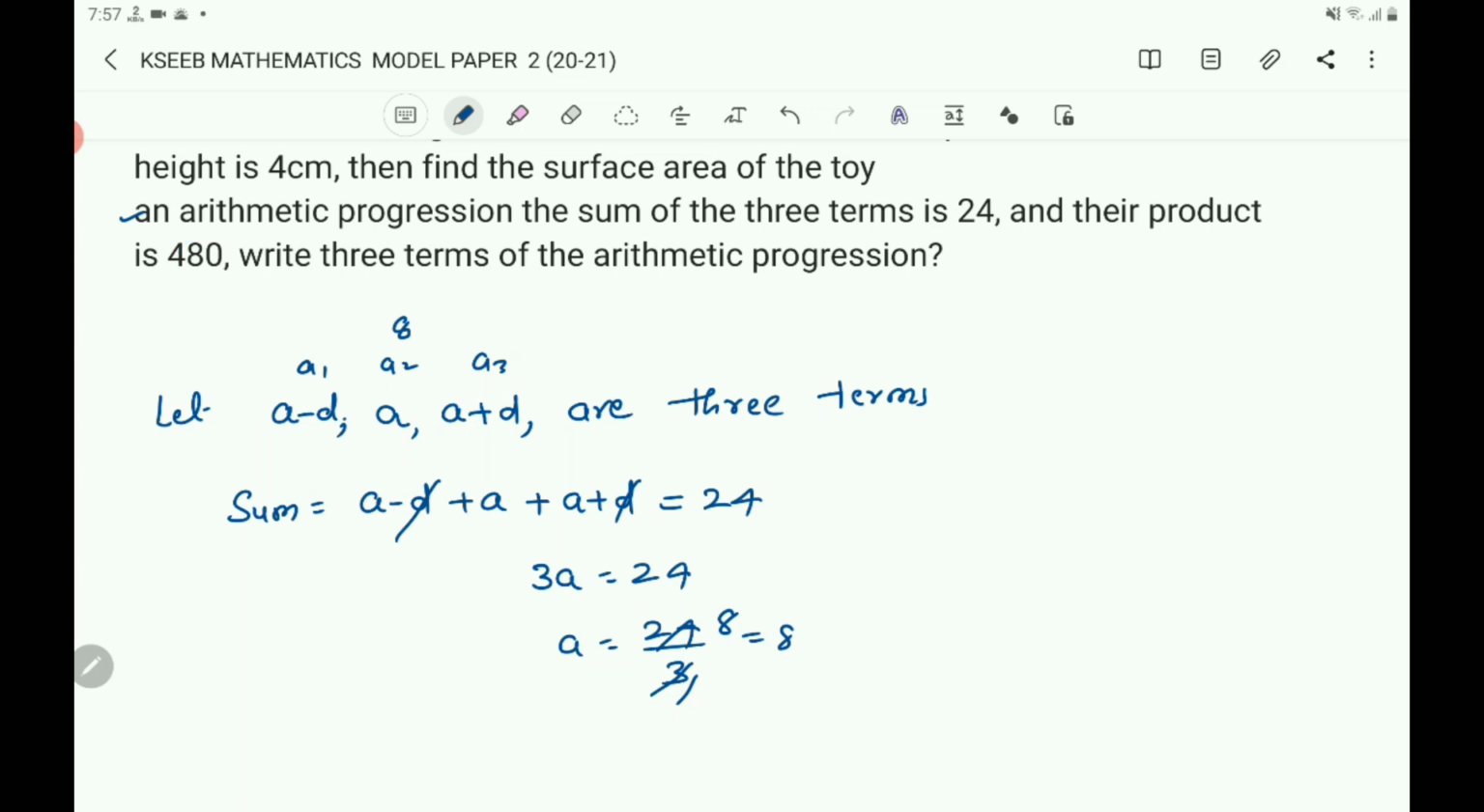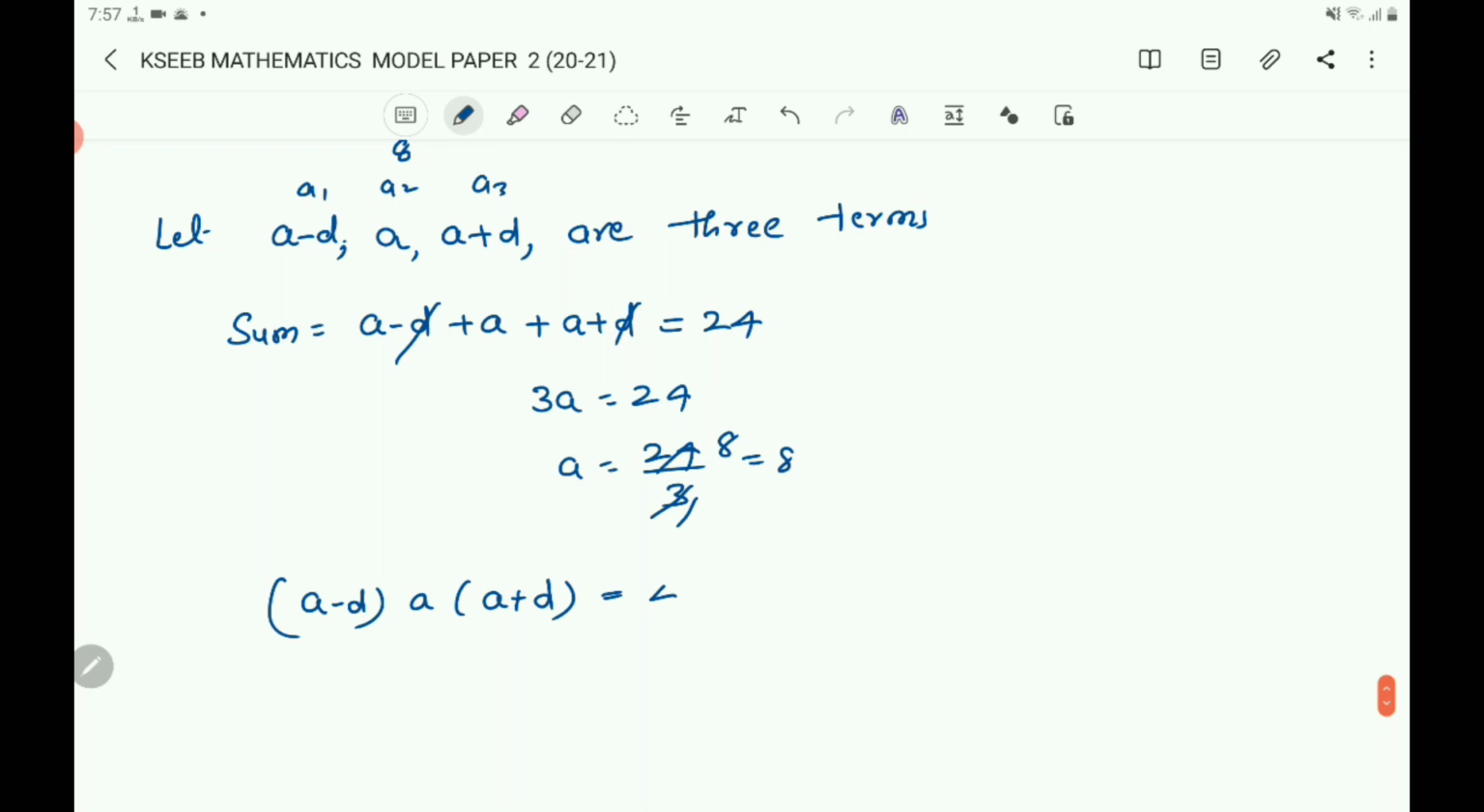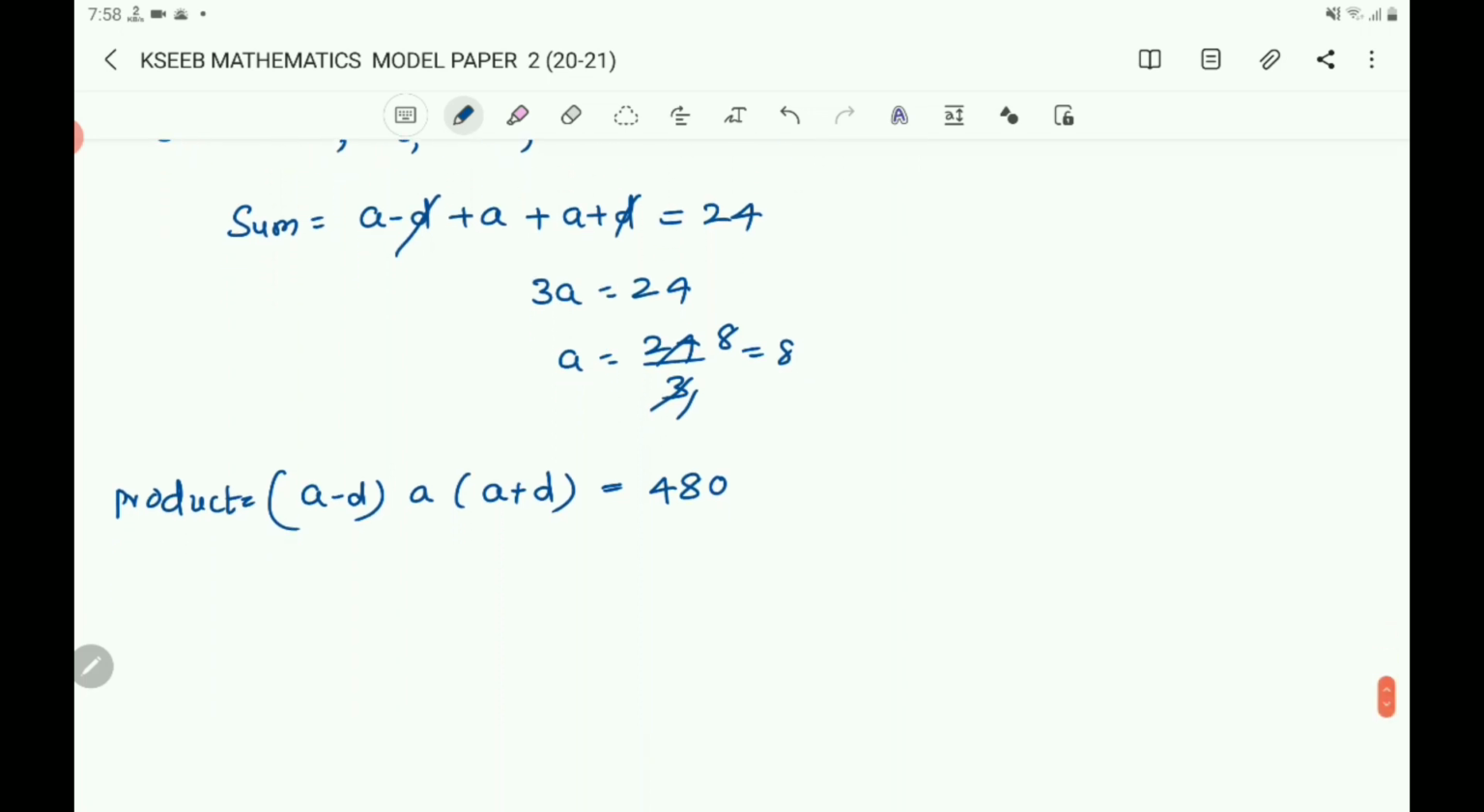Their product is 480. Product means you take A minus D into A plus D equals what? How much is given? 480. So, that is product equal. Product equals A minus D into A plus D equals 480. So, A you write 8, so 8 minus D into 8 plus D equals 480.